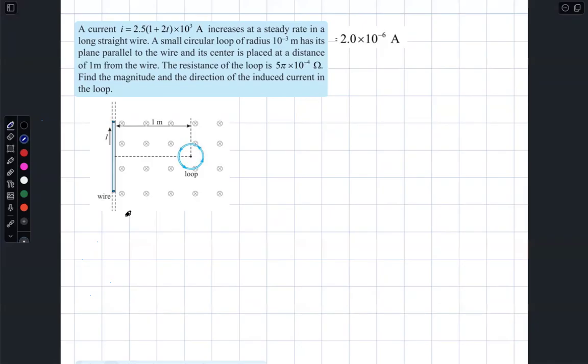I think their intention is almost the same. Here, if you notice, 1 meter is much greater than 0.1 meter. Radius at 10 power minus 3. So in this condition, mostly the field inside the circle is uniform.